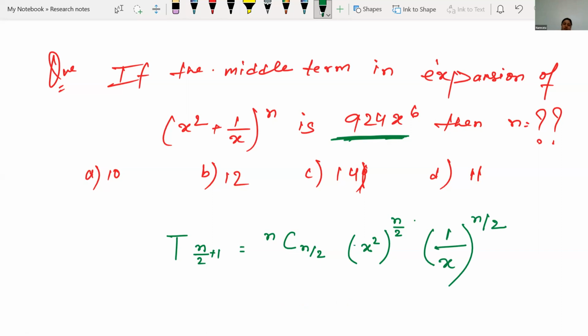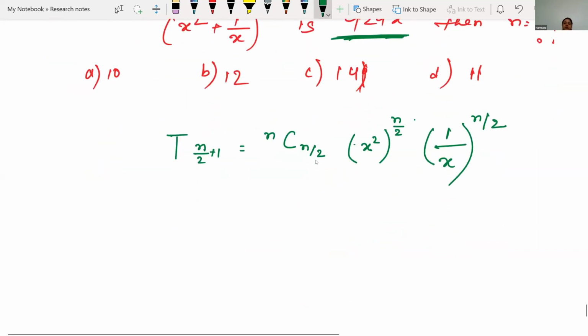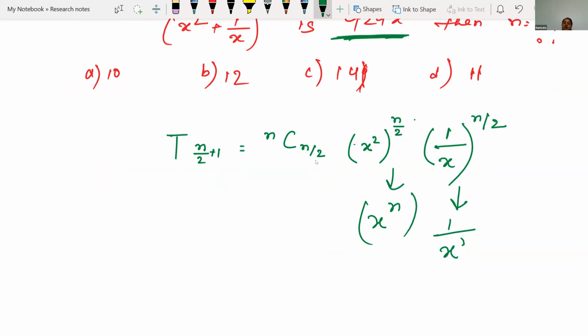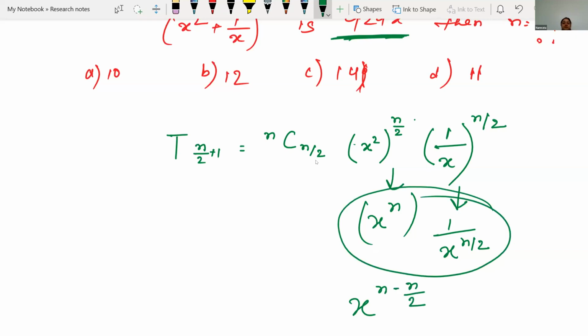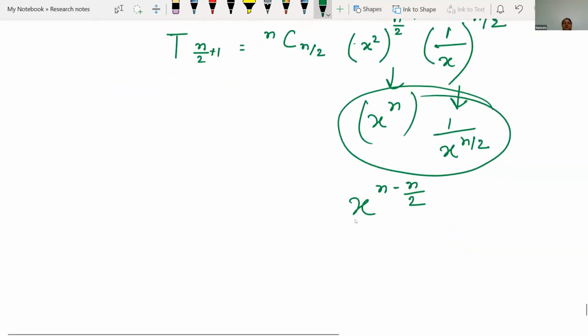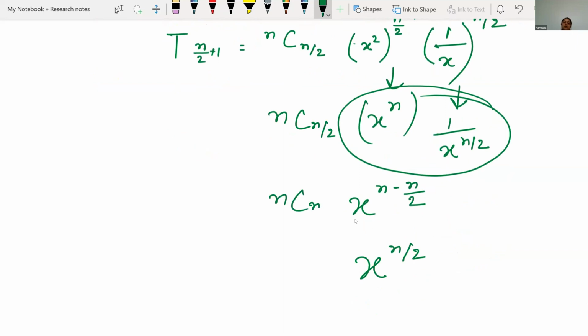Let's simplify x. So we will be having x to the power n over here. We will be having 1 by x to the power n by 2 over here. X to the power n minus n by 2. Can I write this total? That is x to the power only n by 2. You must be thinking why we are not writing the first term. We will be having the first term. Okay, let's write it as it is for a while.